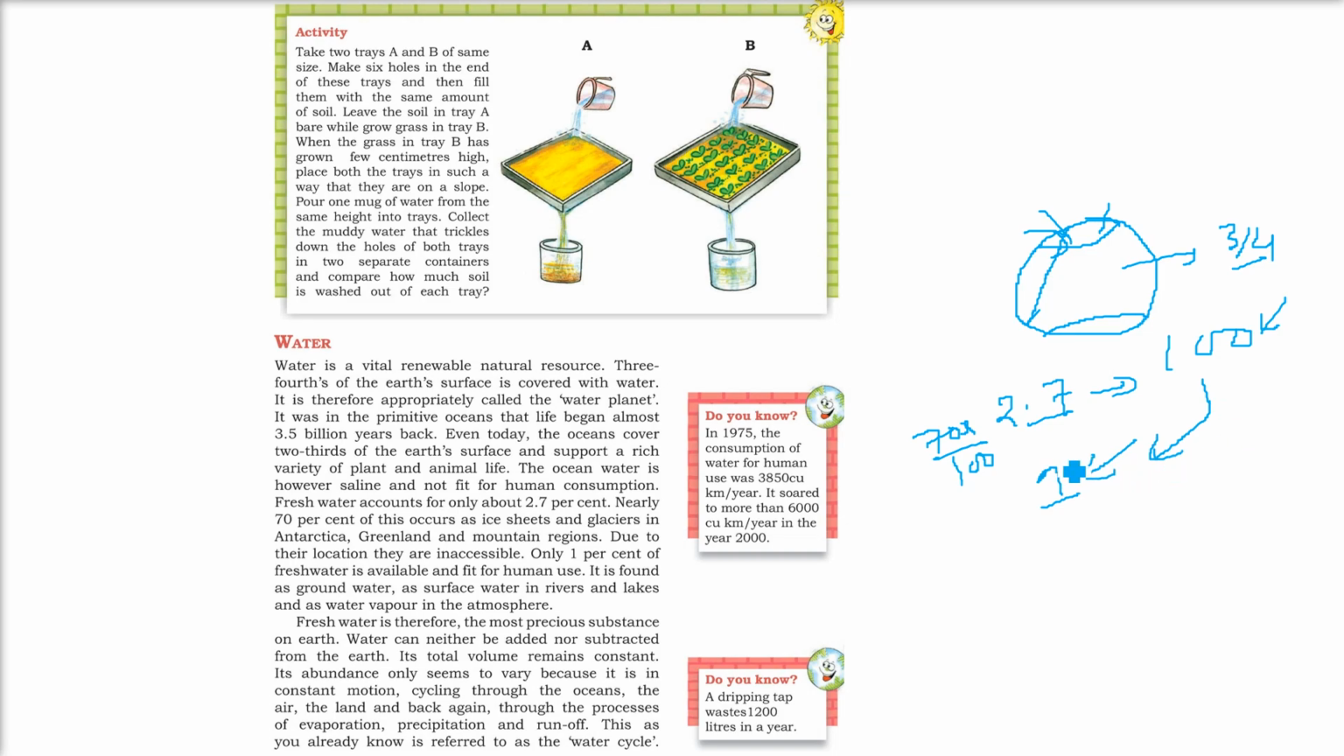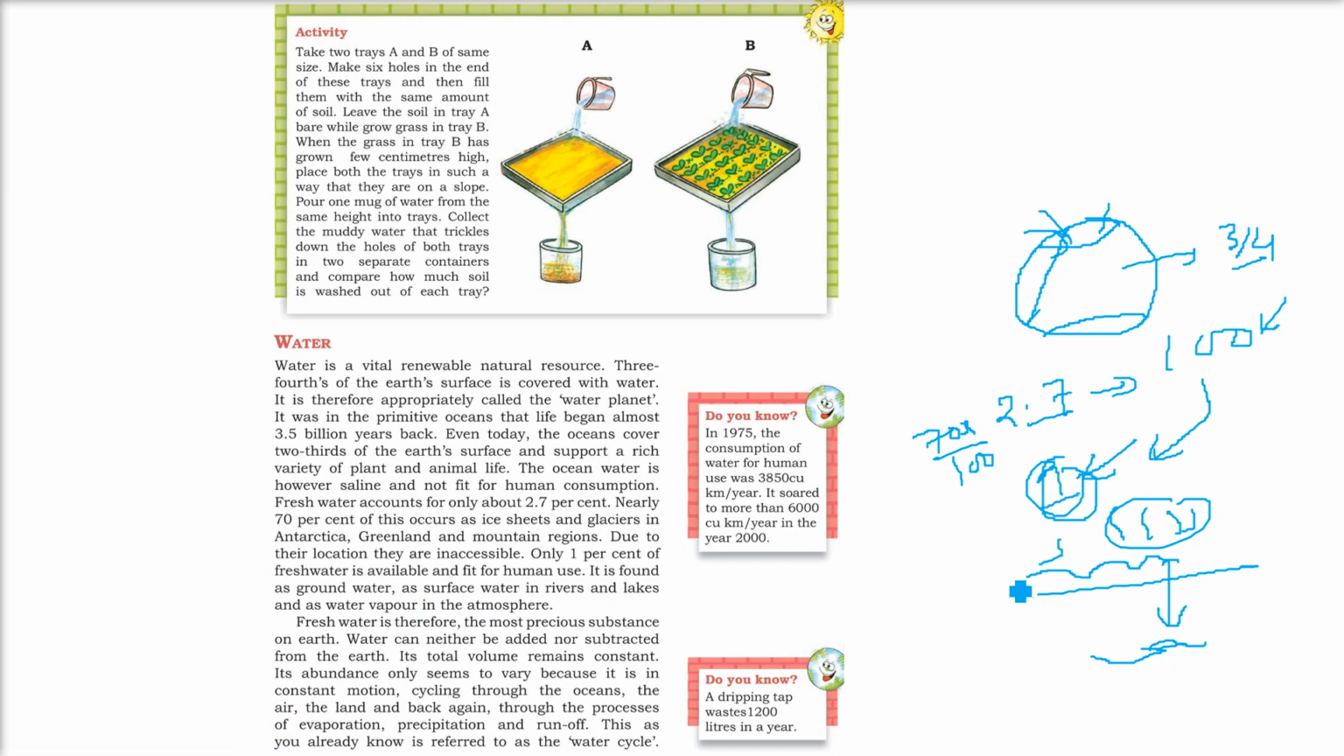And you find this 1%, if this is our earth crust, below the earth crust, like the groundwater, the surface water as rivers and lakes, and also in the atmosphere in the form of water vapor. So the only water which we can drink, that 1%, is not in this form. It is below the ground, it is above the ground, right? So fresh water is very precious then.